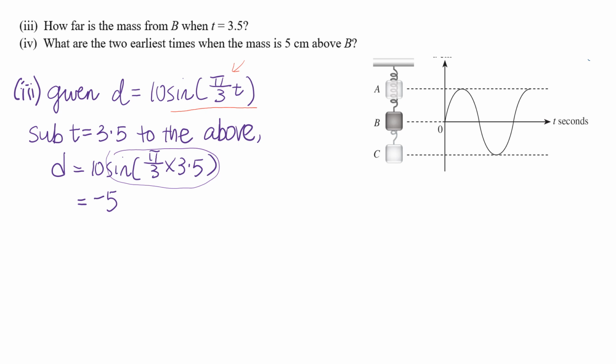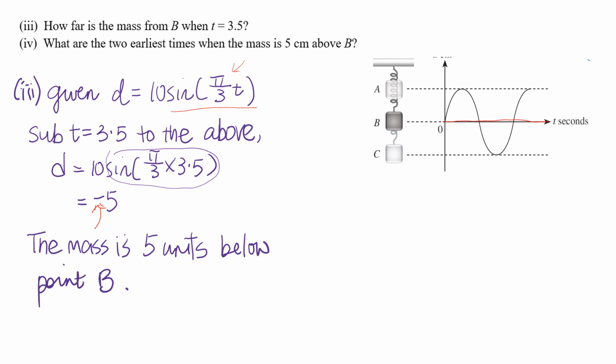So what does this negative tell you about the position of the mass? It tells you that the mass is actually 5 units below point B. Because point B is your x-axis, anything below your x-axis is negative and anything above is positive. So the negative tells you that the mass is 5 units below point B. So that's part 3.